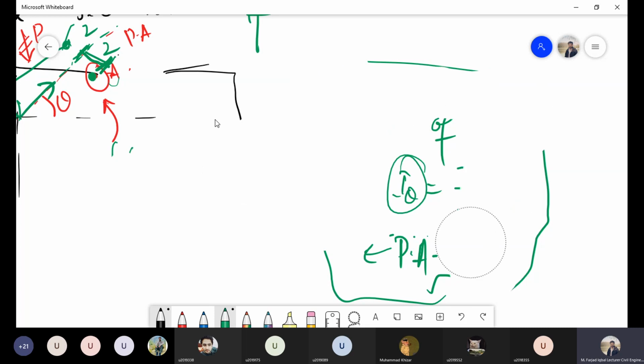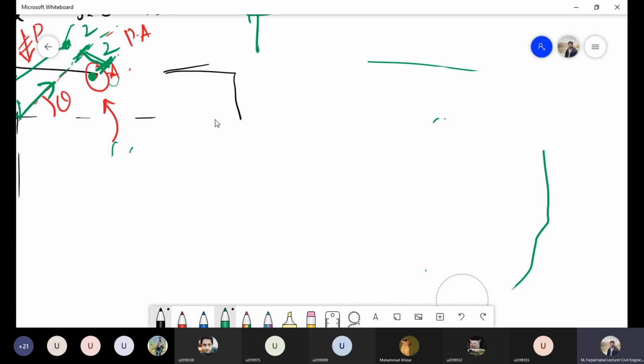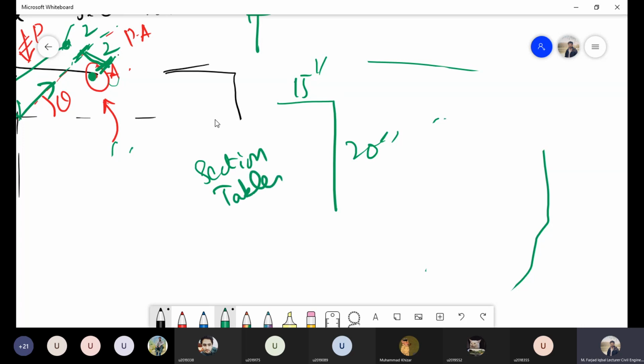Now for each kind of section, for example, if we have this L section and its dimensions are 15 inches and 20 inches, there are section tables. If you see your mechanics book by Hibbeler, at the end of that book you have certain section tables. In these tables, for every type of section, for example an angular section or I section, there are some parameters. If this is the section I need to solve, then in that table I will be provided with all the details related to this section.